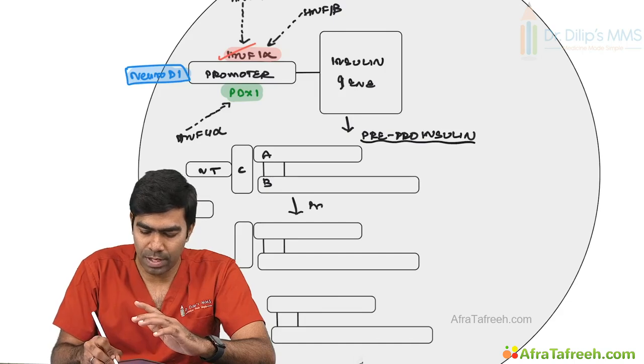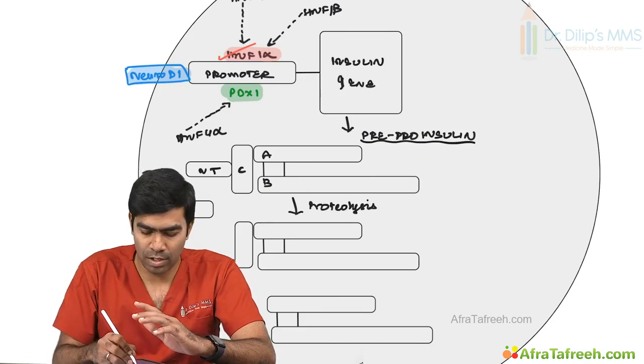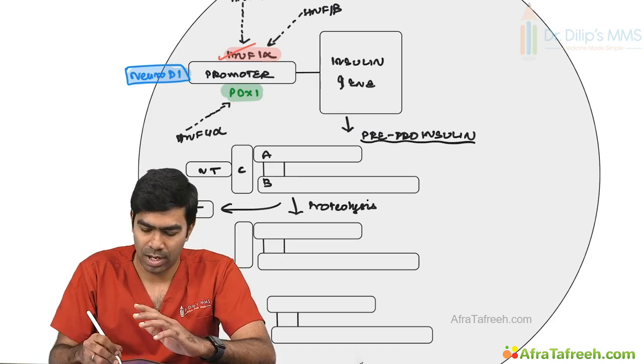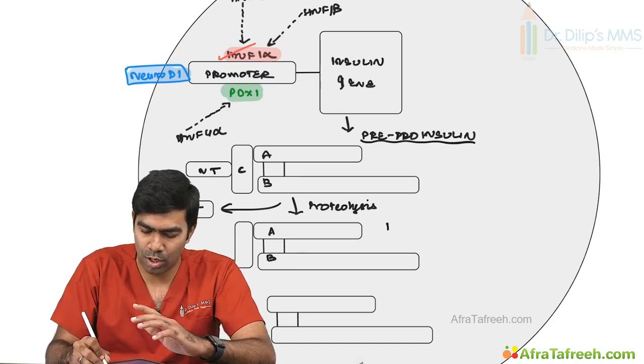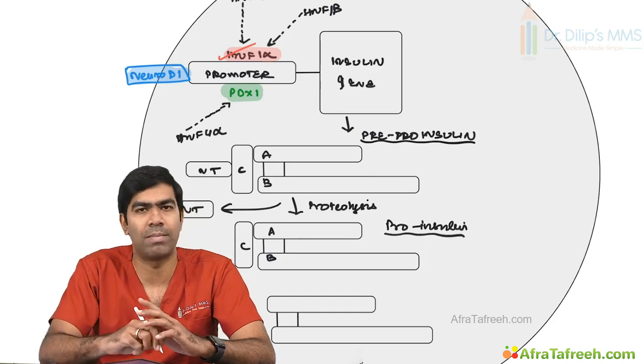And subsequently, this pre-proinsulin will be proteolyzed, where you will be removing the N-terminal end and resulting in a new molecule called proinsulin, which will be containing the A chain, B chain and the C peptide alone.